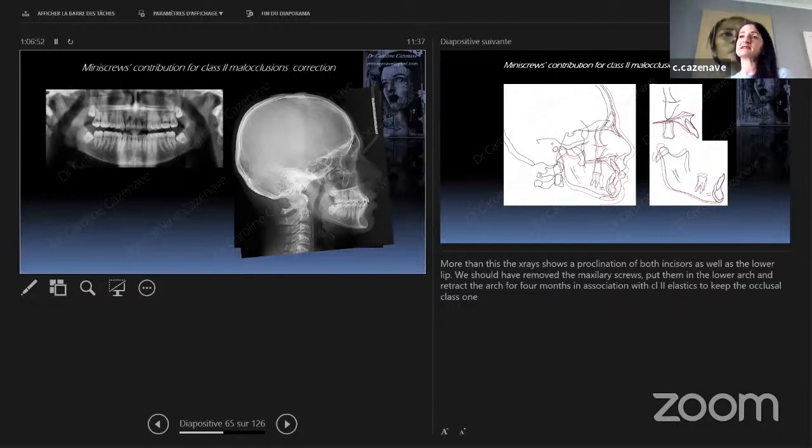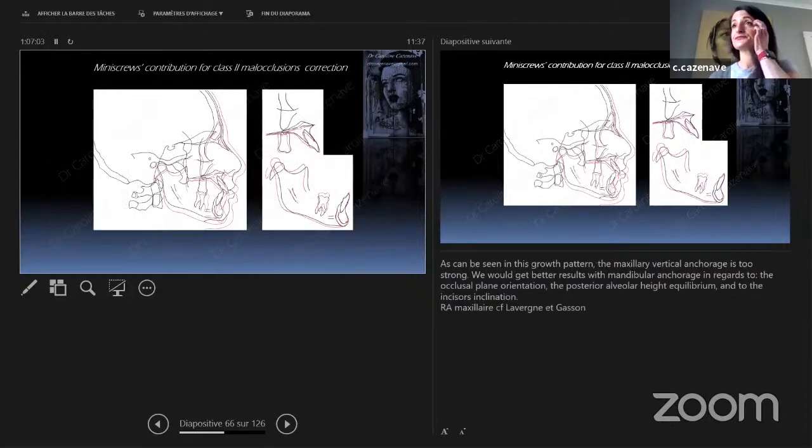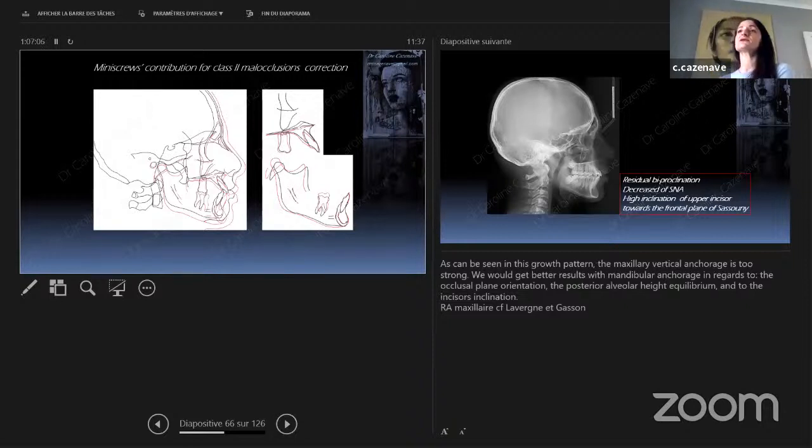We should have removed the maxillary screws, put them in the lower arch, and retracted the arch for 4 months in association with class 2 elastics to keep the occlusal class 1. As can be seen in the growth pattern, the maxillary vertical anchorage is too strong. We would get better results with mandibular anchorage in regards to the occlusal plane orientation, the posterior alveolar height equilibrium, and the incisors inclination.